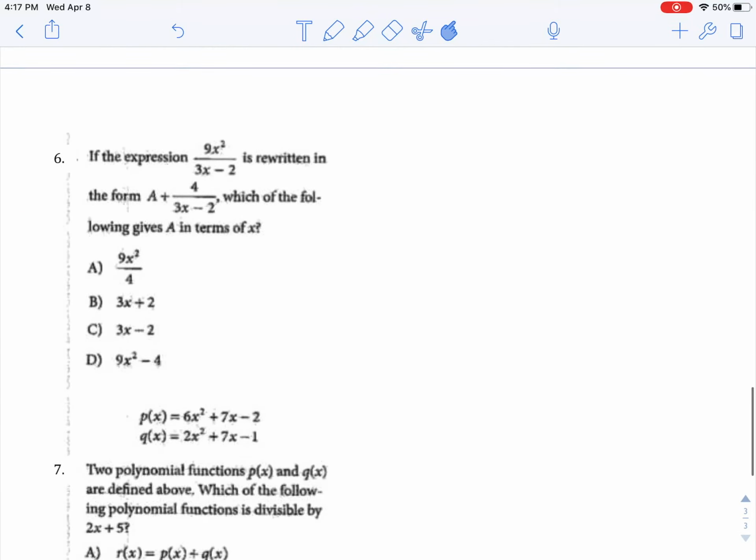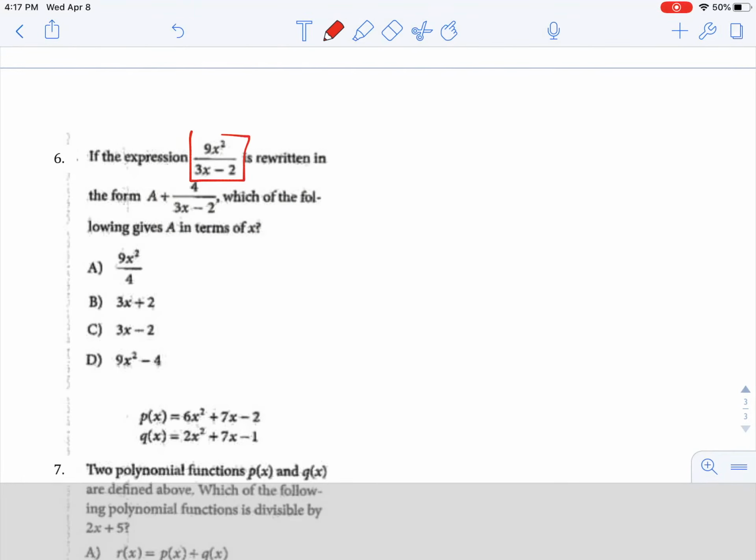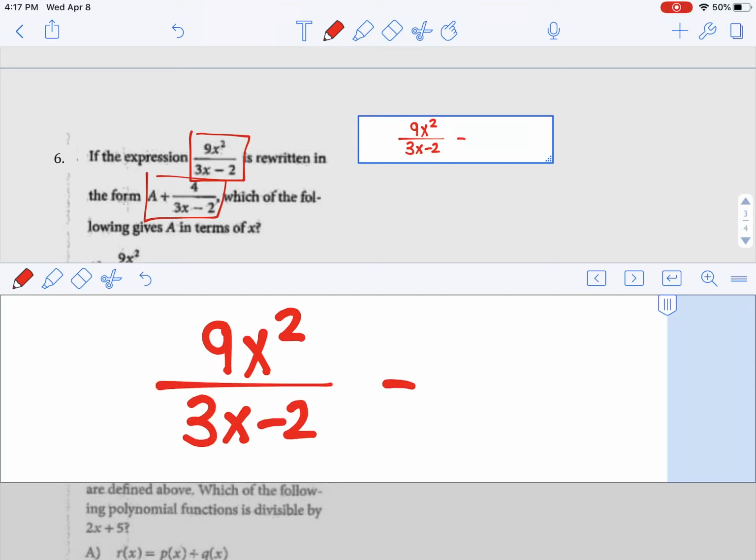All right, some of you also had a question on problem 6. It says, if the expression is rewritten in the form a plus 4 over 3x minus 2, which of the following gives a in terms of x? Basically, these are 2 different ways of writing the same thing, which means I'm going to set them equal to each other. Okay, so I'll write that out here.